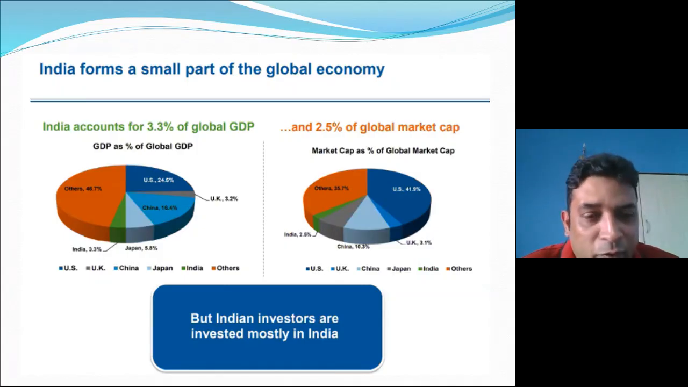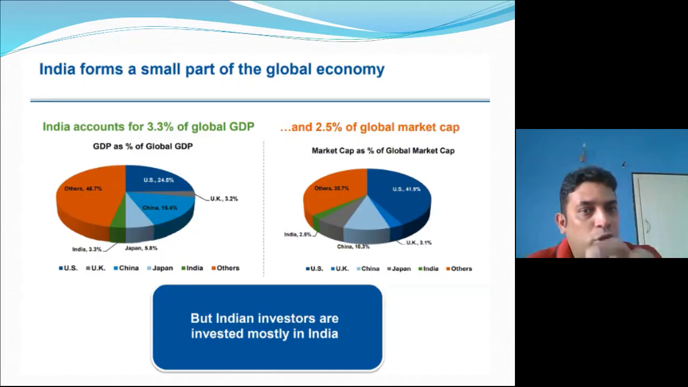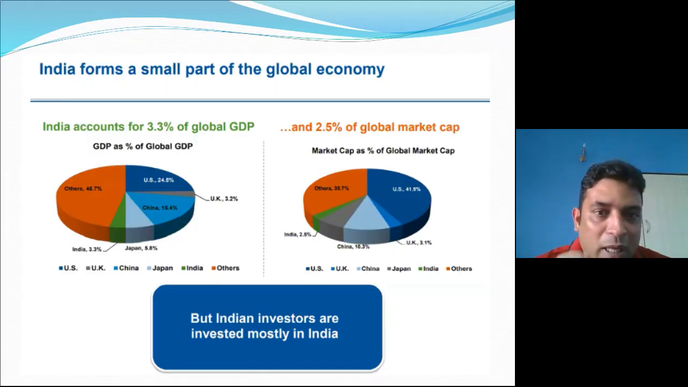The US has 24.5% weightage in global GDP. China has 16%, and India is 3.3%. Now, if you see the market cap, India is 2.5%, US is 41.9%. So if you are investing and if you are not a part of a global investment, I think you are making some mistake, because as I showed in the data, India is very minuscule as far as the global economy and global market cap is concerned.